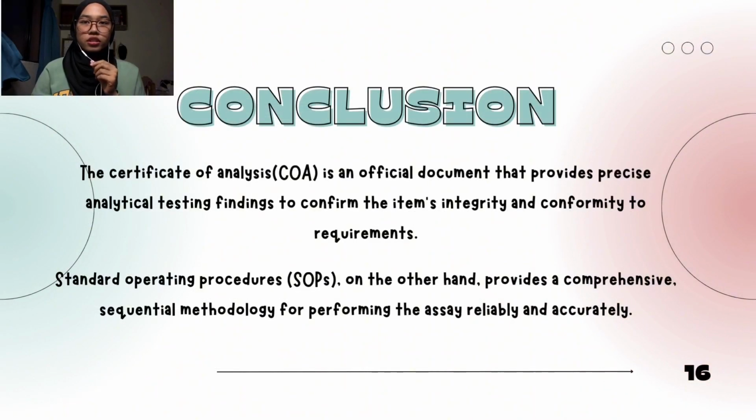In conclusion, the Certificate of Analysis is an official document that provides precise analytical findings to confirm the item's integrity and conformity to requirements, while the SOP, on the other hand, provides a comprehensive, sequential methodology for performing the assay reliably and accurately.